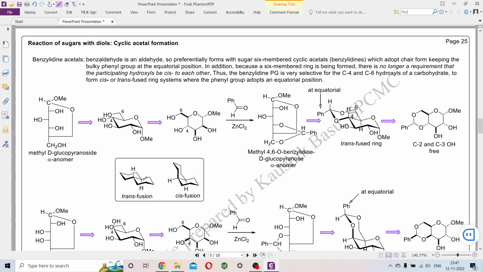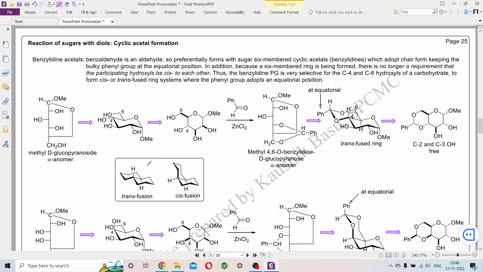when you fuse two 6-membered rings, you can fuse them in a trans way or you can fuse them in a cis way. So if you have two hydroxyls which are 1,3 with respect to each other, they can form a trans-fused ring, they can form a cis-fused ring.